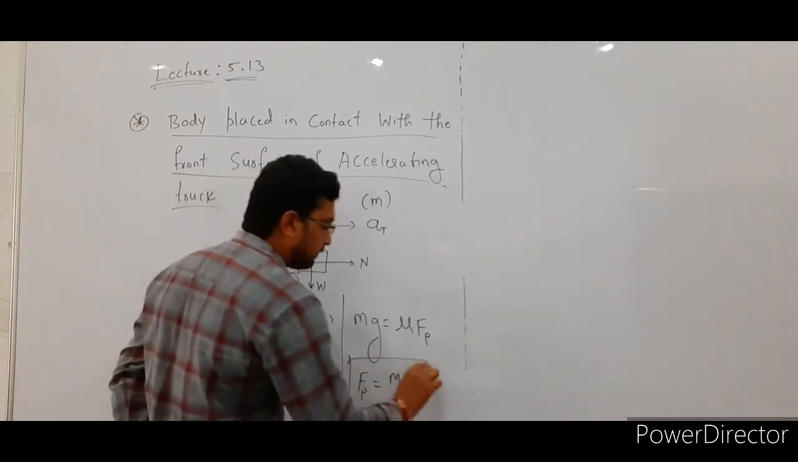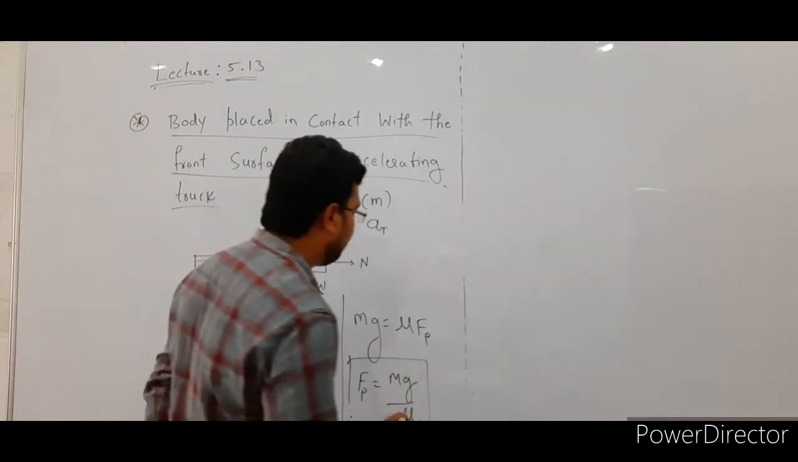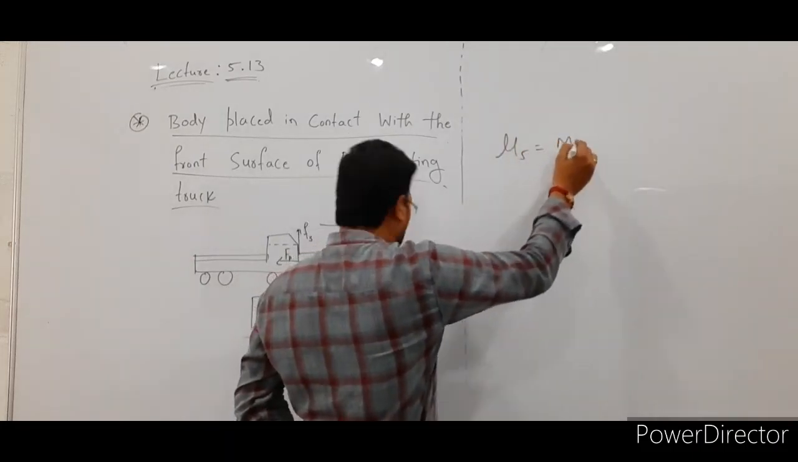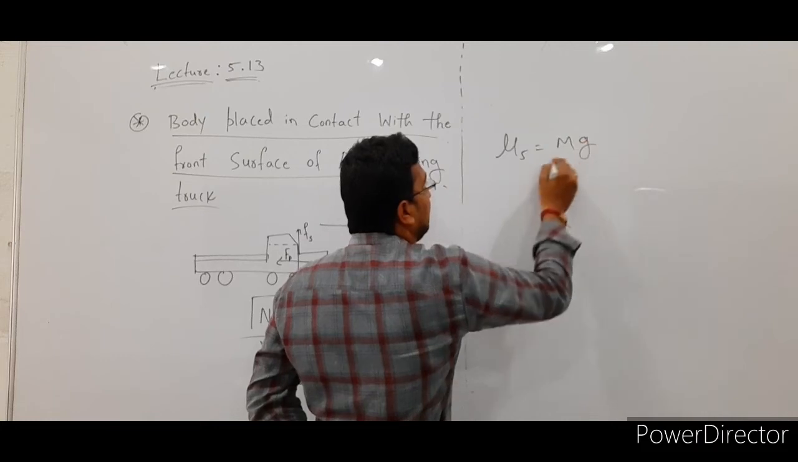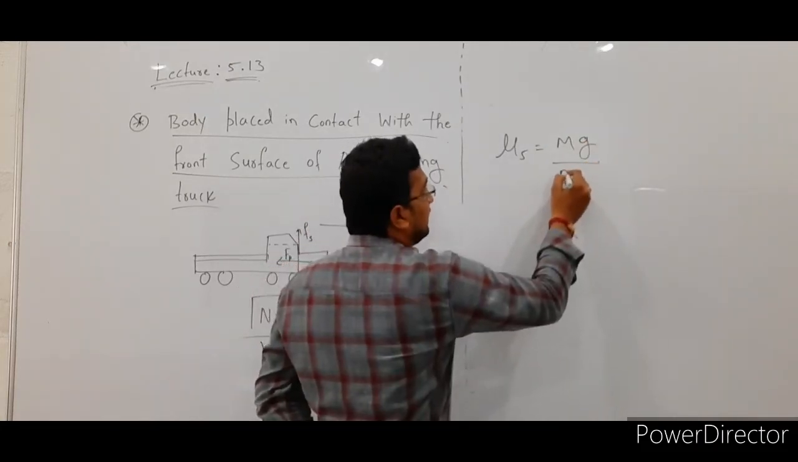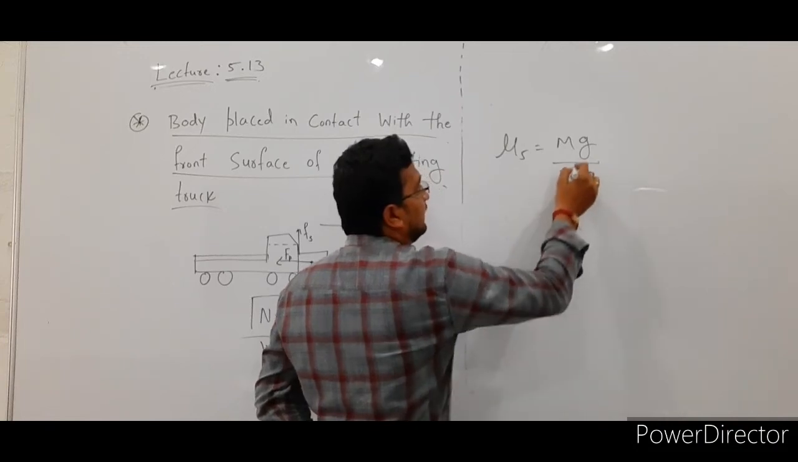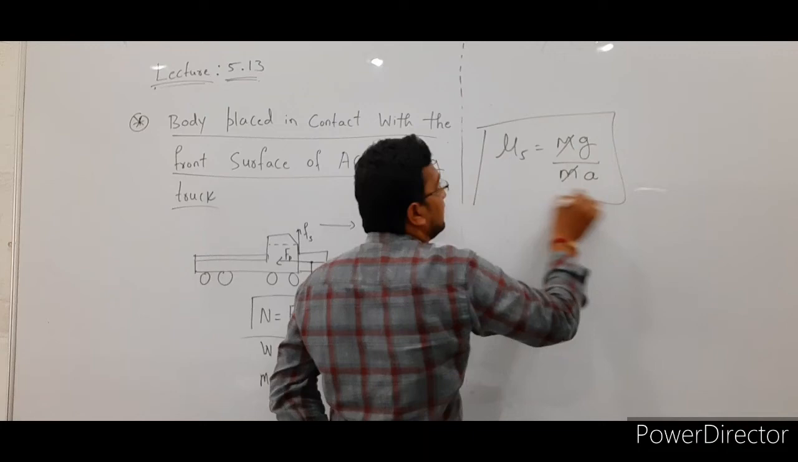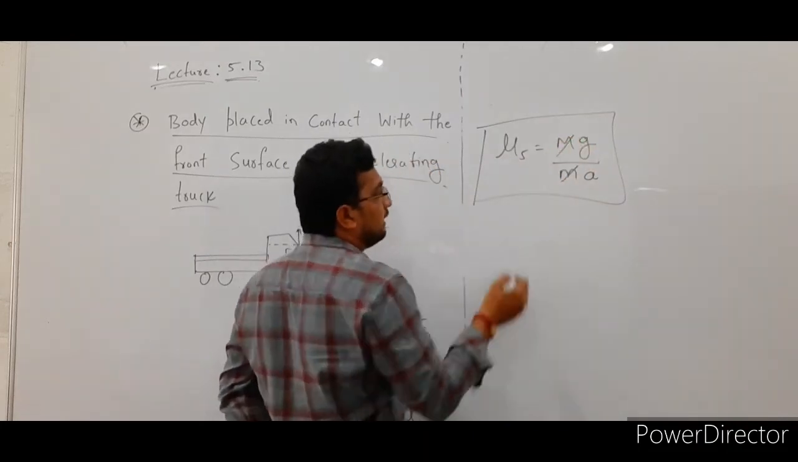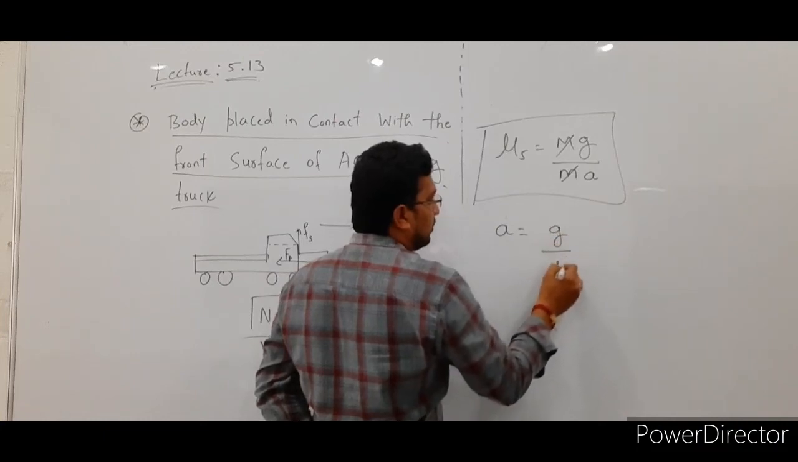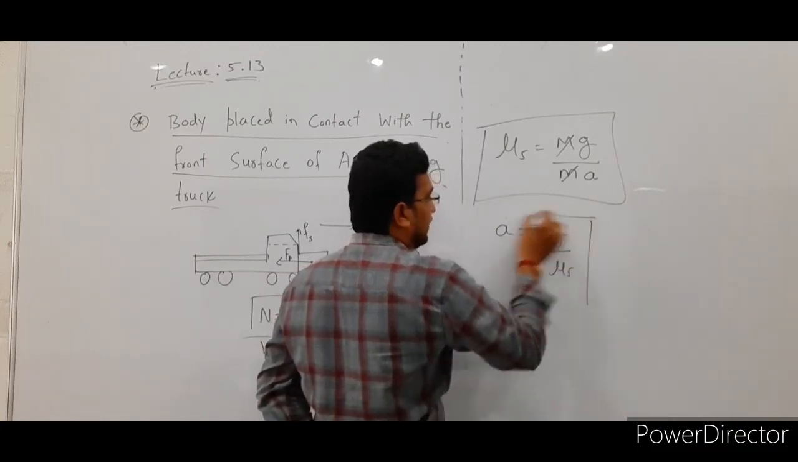So this is one expression, and another expression is mu suffix S is equal to mg divided by force. Here force is nothing but mass into acceleration. Here mass gets cancelled, then the coefficient of static friction is equal to G divided by A, or A is equal to G divided by the coefficient of static friction.